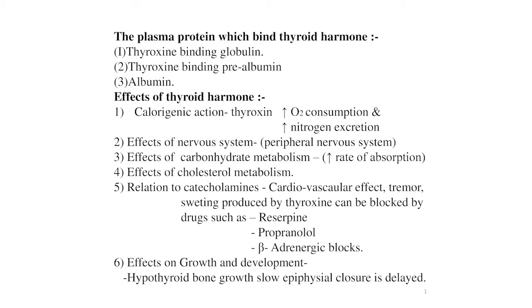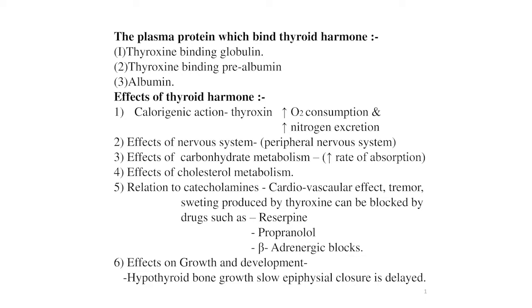Effects of the thyroid hormone: first is the calorigenic action of thyroxine, that is the increase of O2 consumption and increase of nitrogen excretion. Second is the effect on the nervous system, that is on the peripheral nervous system. Effect on carbohydrate metabolism, that is increase in the rate of absorption. Effect on cholesterol metabolism. Relation to catecholamines, cardiovascular effect. Tremors and sweating produced by thyroxine can be blocked by drugs such as reserpine, propranolol and beta adrenergic blockers.